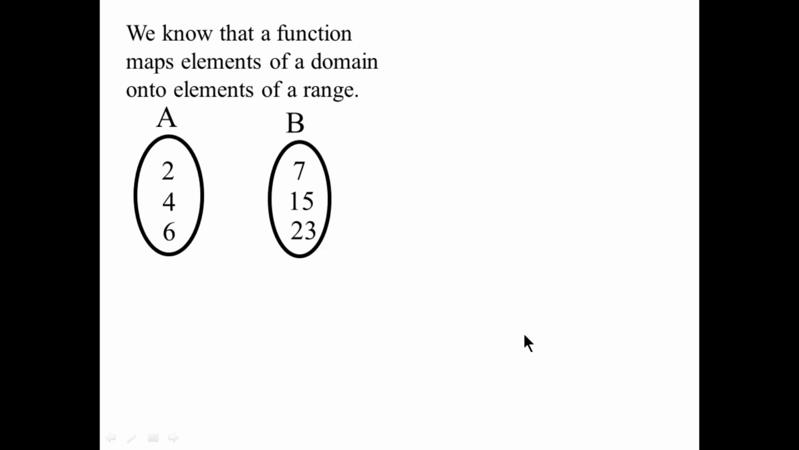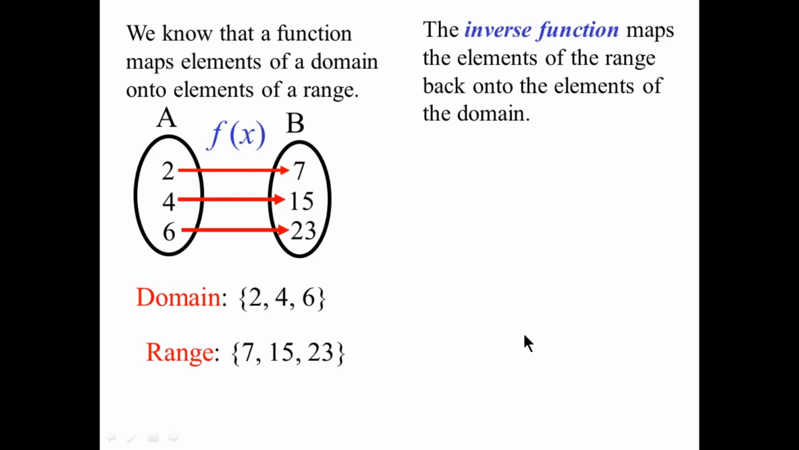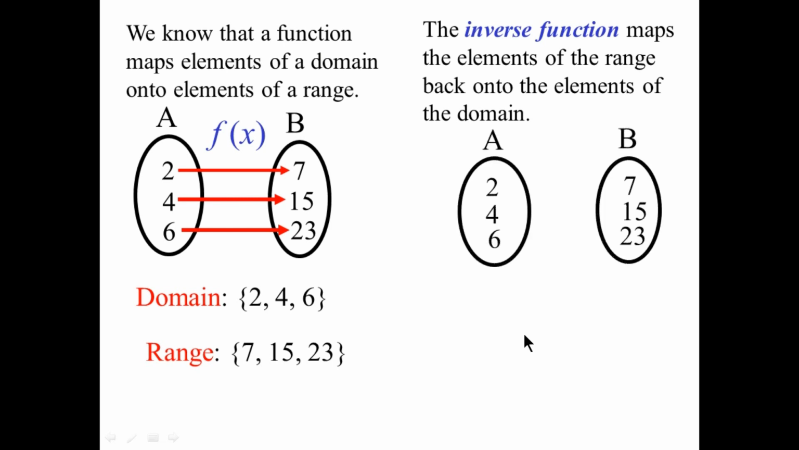We know that a function maps elements from a domain onto elements of a range, like this function does. It maps from 2 to 7, 4 to 15, 6 to 23. The domain here is the set of first elements, as always, and the range is the set of second elements, as always. The inverse function undoes. It maps the elements of the range back onto the elements of the domain. Some call this the pullback.